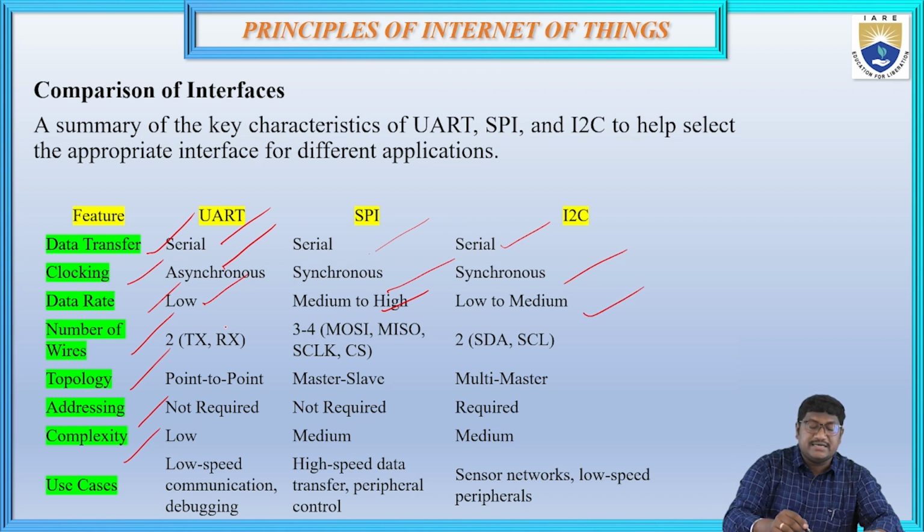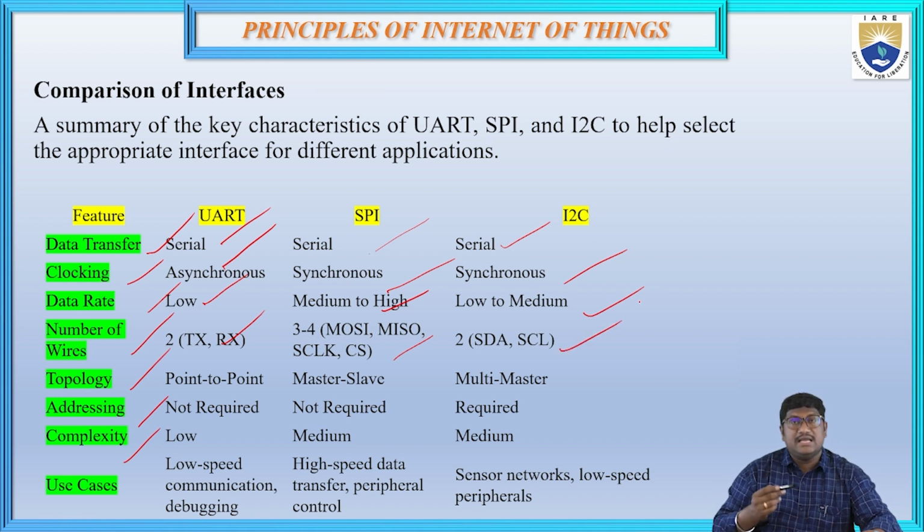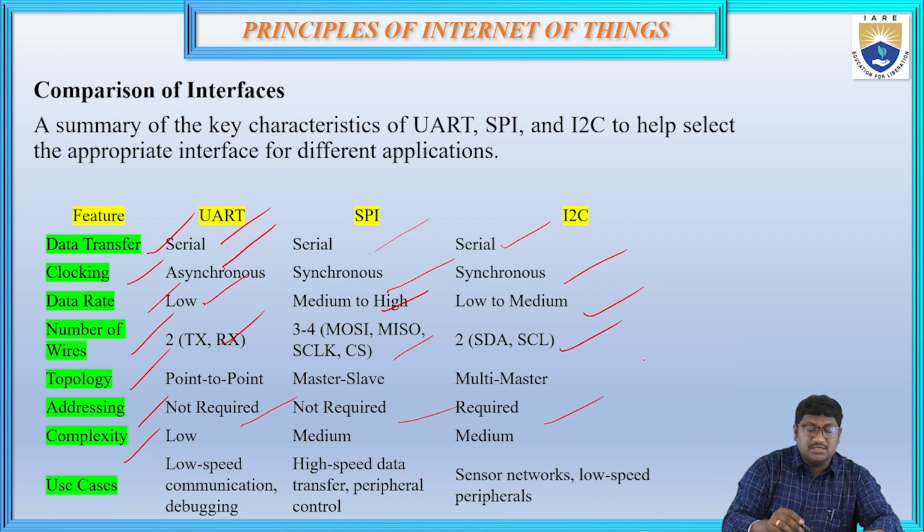And coming to number of wires, only 2 for UART, TX and RX. Here in SPI, 3 to 4, MOSI, MISO and SCLK, CS. And coming to I2C, only 2, SDA and SCL, which we discussed in the previous slides. Addressing is not required in UART and also not required in SPI, only required in I2C. Topology, it is point to point for UART, and coming to SPI, master slave, and coming to I2C, multi-master.